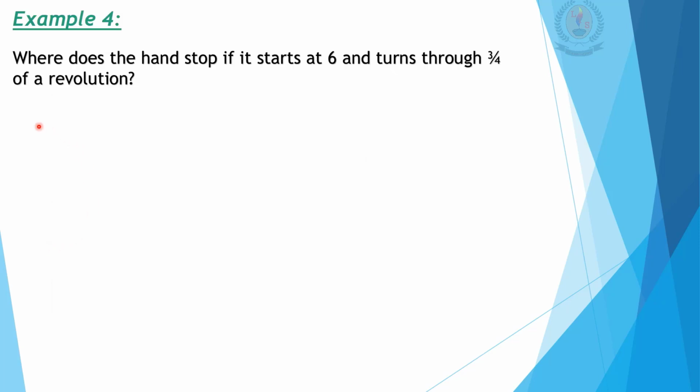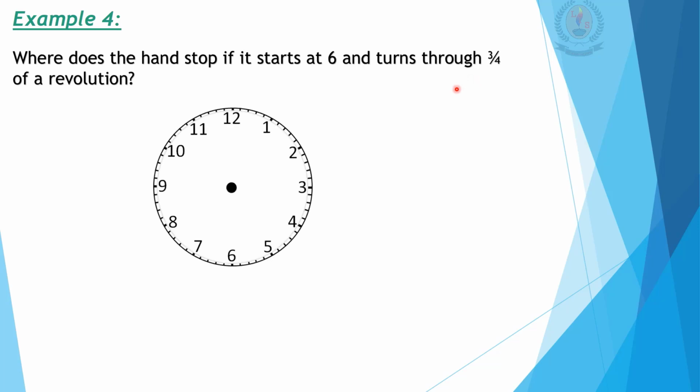Let's see another example. Where does the second hand stop if it starts at 6 and turns 3/4 of a revolution? See children, here you are given where the second hand has started and also the fraction of a revolution. So what is the way of finding the answer? Yes, in the same way we have to show the given details on a clock face firstly. So we will show where the second hand has started. It has started at 6 and turns 3/4. If we see 3/4 from 6, we can see it ends at 3. That means the second hand stops at 3.